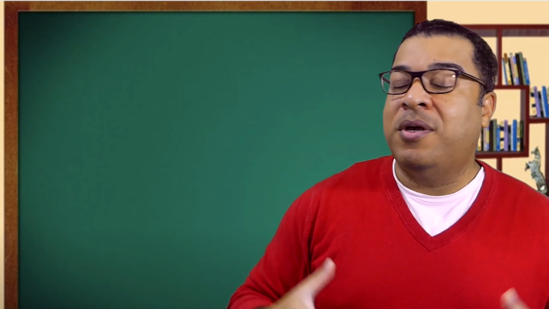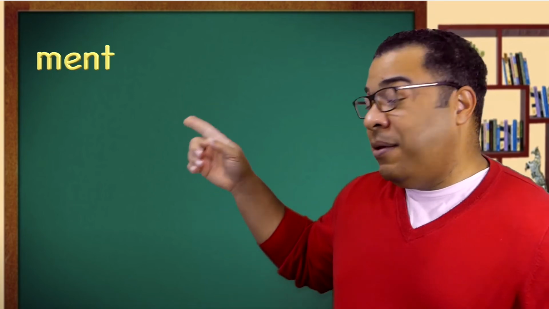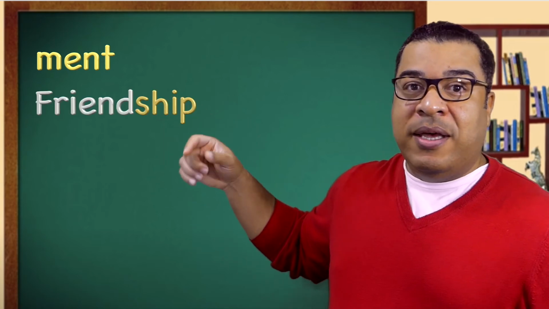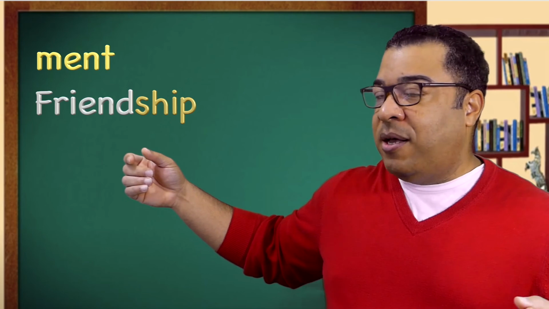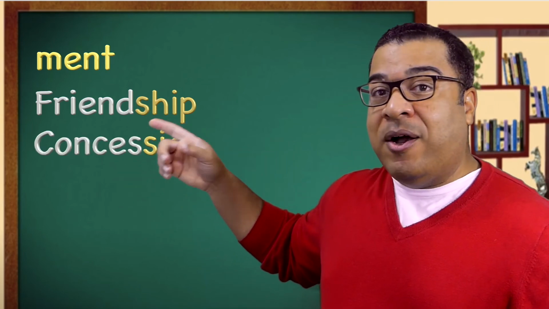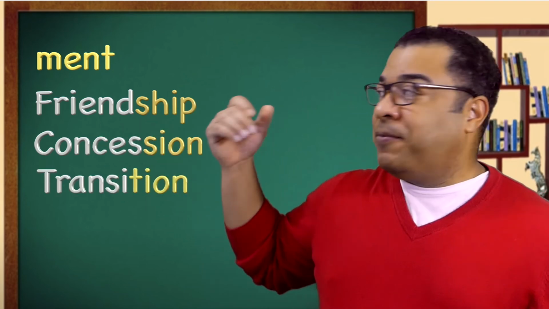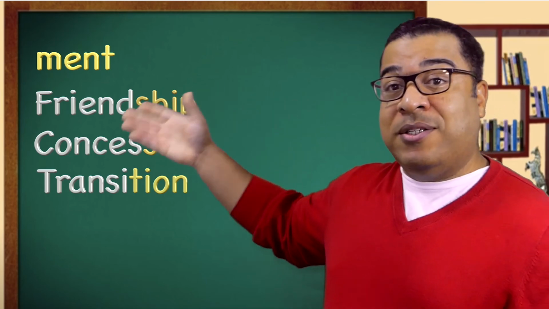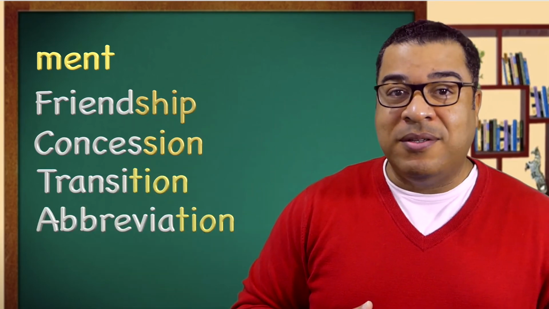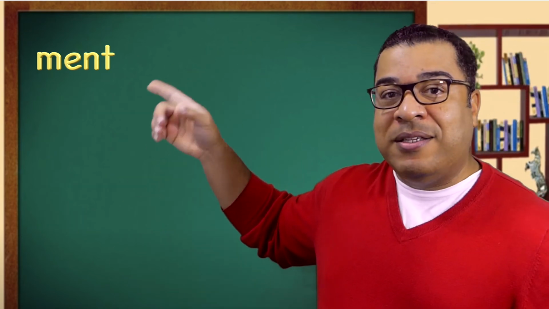But please remember, there are many other suffixes in the English language. You have MENT, you also have SHIP, for example, maybe friendship, or you have SION, you have TION. An example might be concession or transition, abbreviation. There are many different suffixes in the English language, but today we just went over MENT.